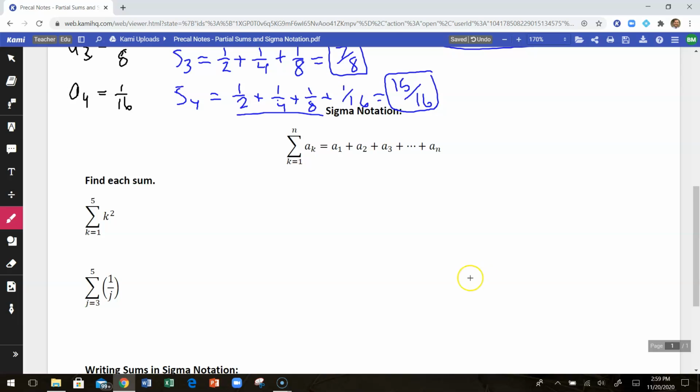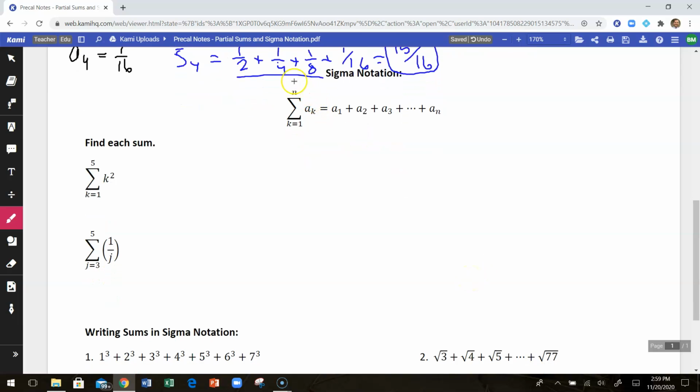Okay, so that's partial sums. Next we have what's called sigma notation. And sigma notation looks like this. It's sigma, a Greek letter, but it looks like this big E, right? And there are some parts here that you're concerned about. The inside here is a formula that we're going to use.